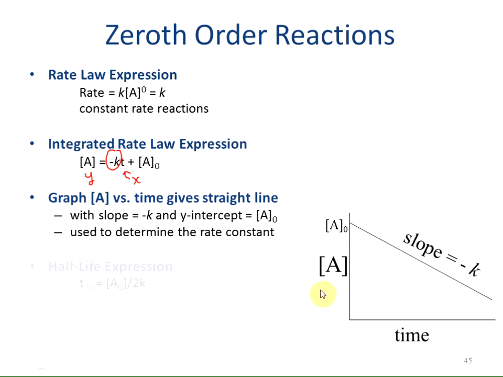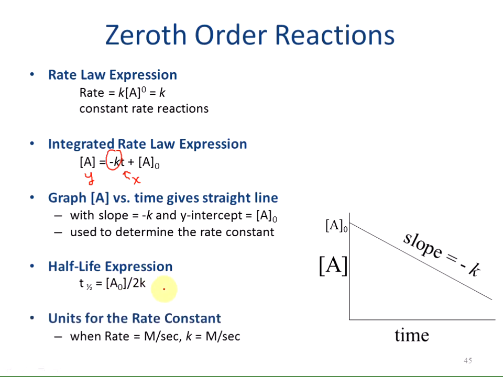The half-life expression for a zeroth order reaction, so t 1/2, the half-life, equals the initial concentration divided by 2k. Remember, k is the rate constant. And the units for the rate constant for a zeroth order reaction are going to be molar per second.